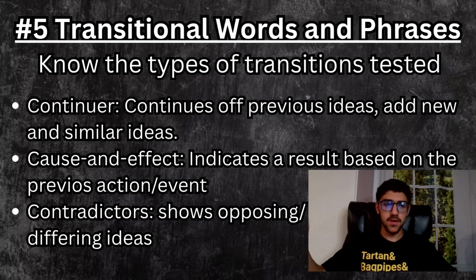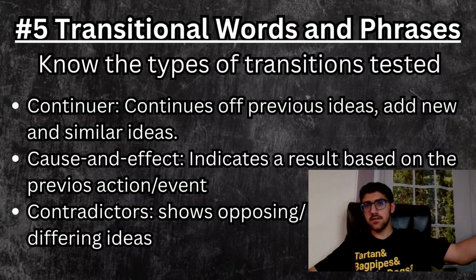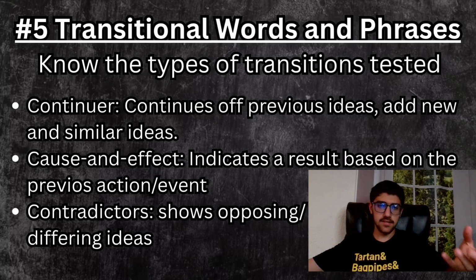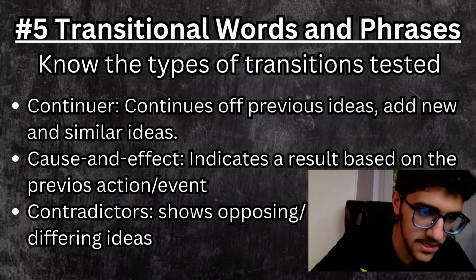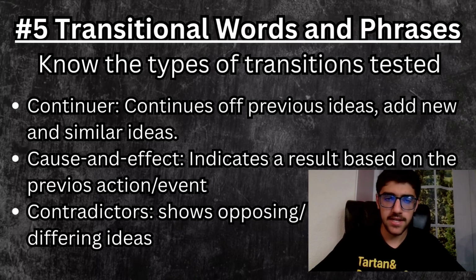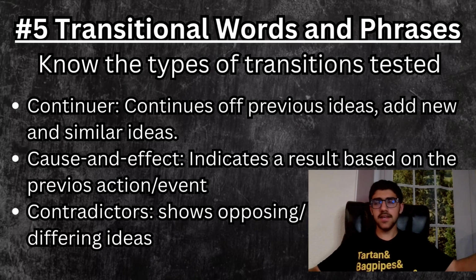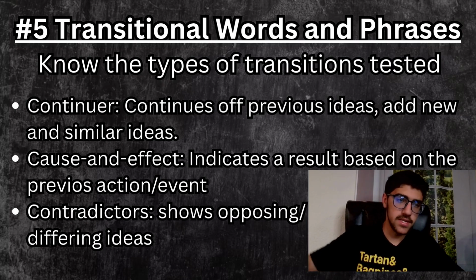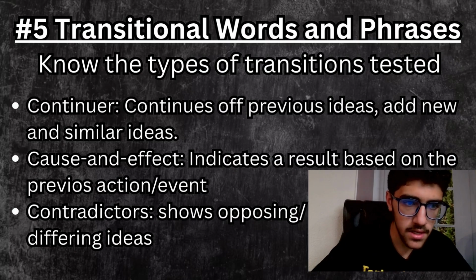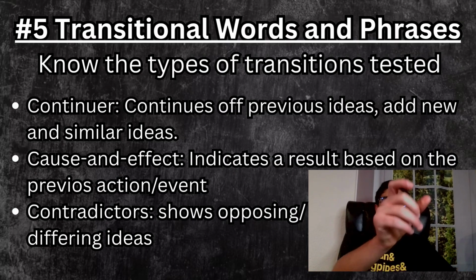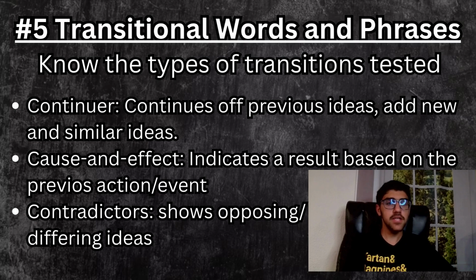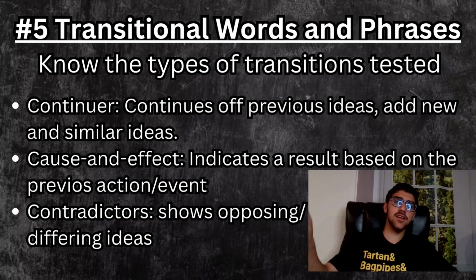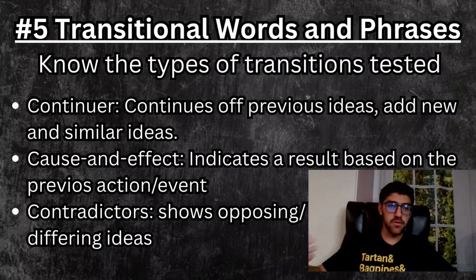And then there are cause and effect words, like therefore, consequently, thus, where this clause caused the next clause. And then there's a contradictor, which is like however, nevertheless, in contrast, which shows opposing ideas. This thing happened, but, or however, something opposing happened. Because it's going to be one of the three, continuer, cause and effect word, or contradictor, if two of the answer options have the same one, like two of them have a continuer, you can cross both of them out.